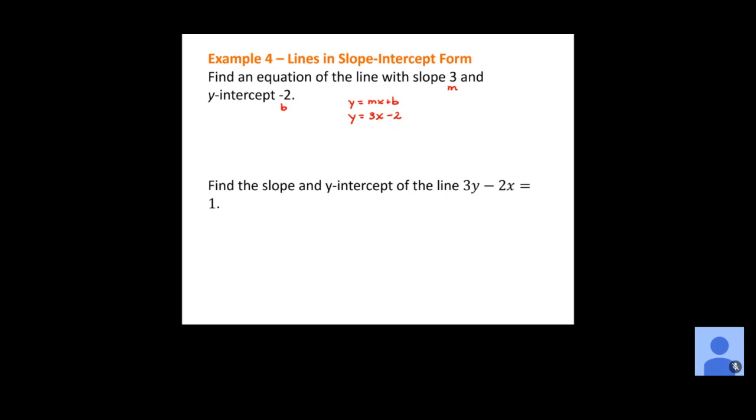All right, now the second one here, we're looking for slope and y-intercept, right? I'm going to rewrite this equation so it's all in one line. So 3y minus 2x equals 1. So what would we need to do with that equation to find the slope and the y-intercept?